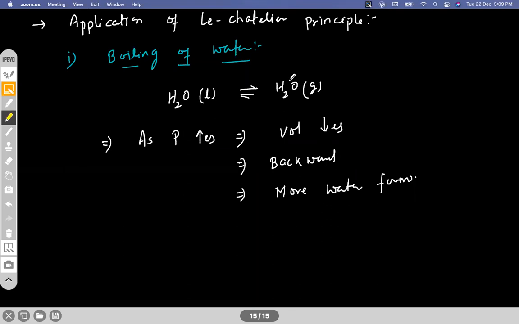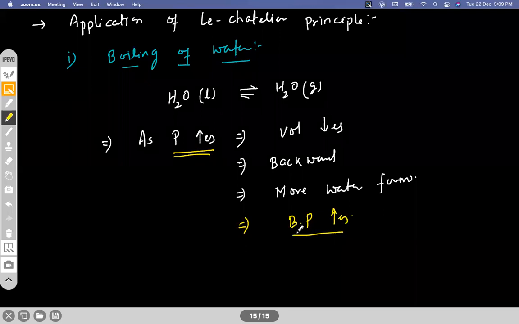And boiling will be difficult when the boiling point has been increased. This means that as you increase the pressure, we have a backward shift, more water forms. It means the boiling point increases. That's why the boiling becomes difficult. It requires more temperature to boil. So the relation we have here: as pressure increases, the boiling point of water also increases. Yes, tell me, any doubt?